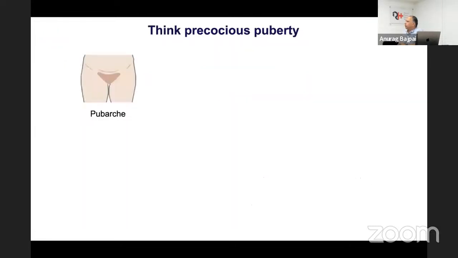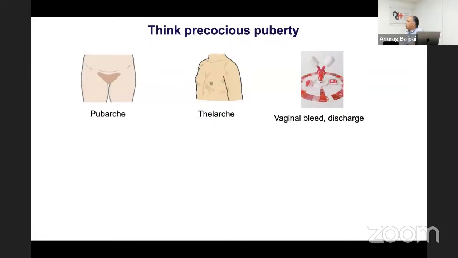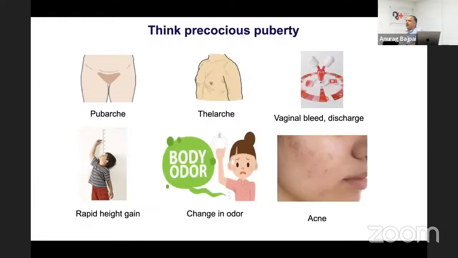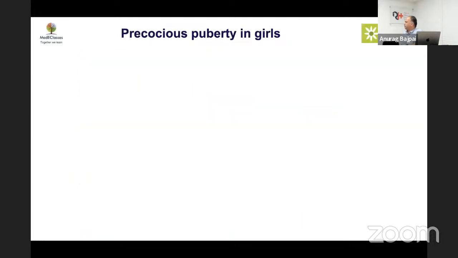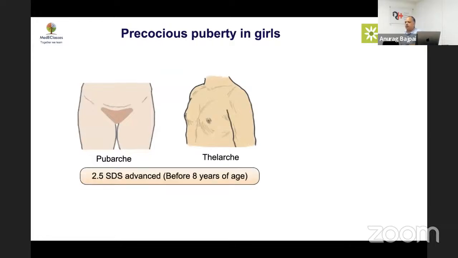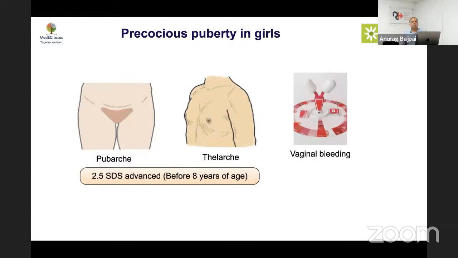First of all, in terms of precocious puberty, we know that any pubic hair development or breast development could be a sign of pubertal development, or vaginal bleeding. But in certain scenarios we may not get it, and often parents do not really notice these points, and we may get referral for rapid height gain, change in odor, and acne, which may be the manifestations. Precocious puberty in girls, of course, is defined as onset of pubarche or thelarche before 8 years of age, which is 2.5 standard deviation score before, or vaginal bleeding before 9.5 years of age.